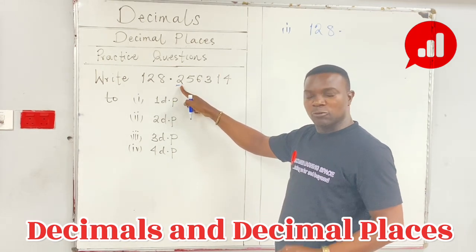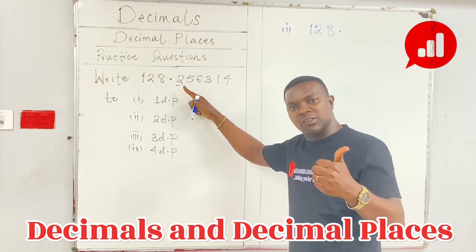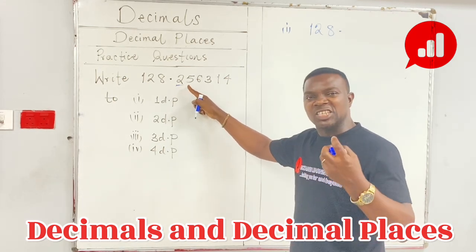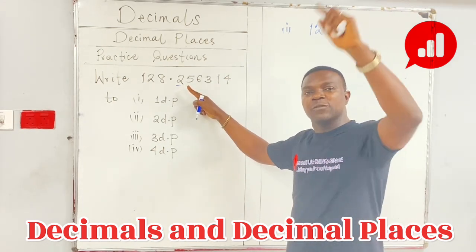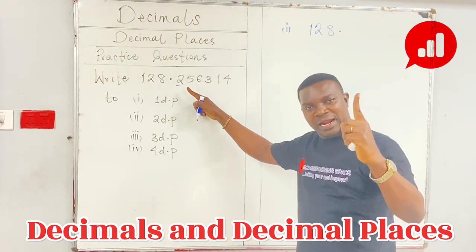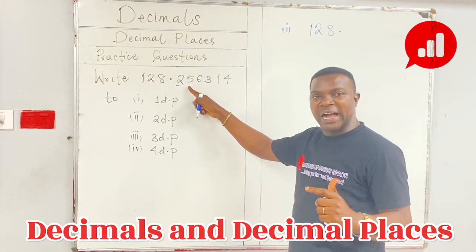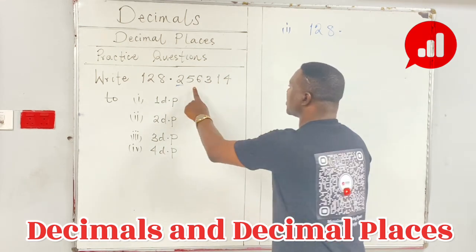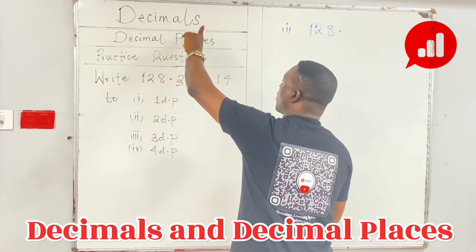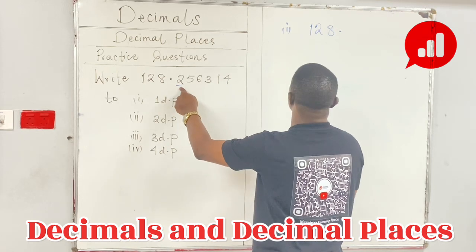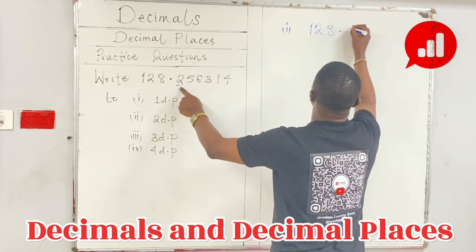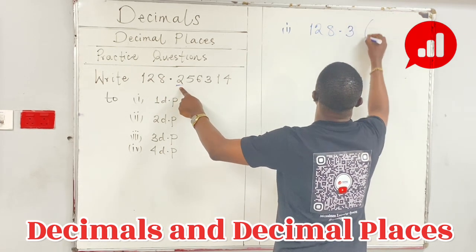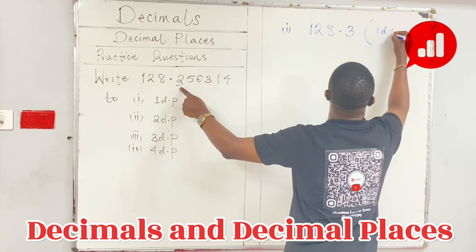But before you finally pick this number, inspect the next number after it. What is it? Remember, under approximation, when a number is 5 or more than 5, you approximate it to 1. When a number is less than 5, you approximate it to 0. Okay? So this is 5. 5 will become 1. 1 plus 2, it will become 3. So the answer is 128.3. 1 decimal place.